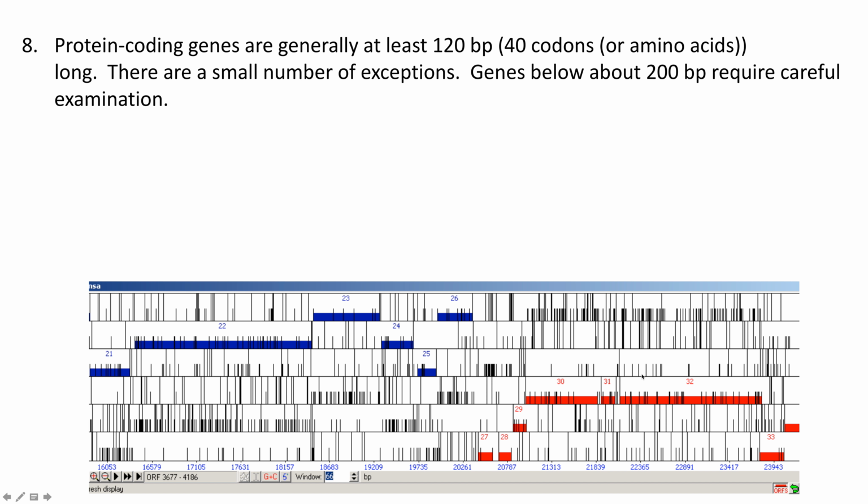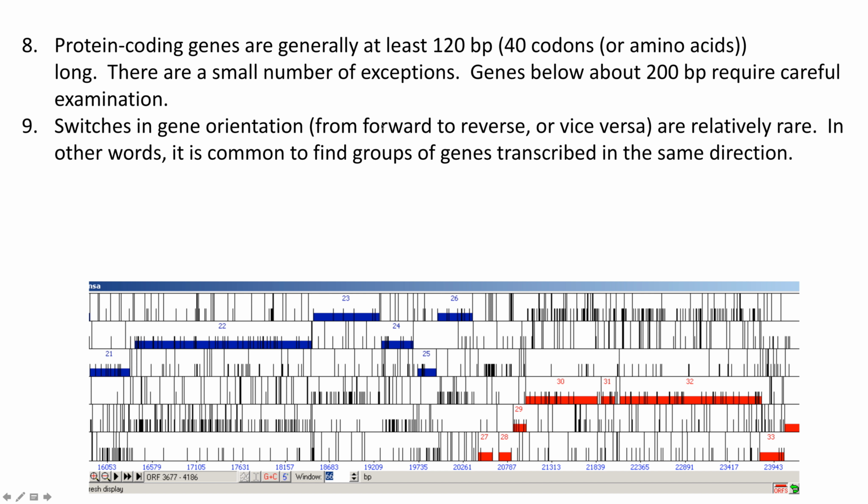Okay, protein coding genes are generally at least 120 base pairs. That means they have 40 codons, or are 40 amino acids long. There are examples of proteins that are as small as 26 amino acids that are functional. But in general, we're going to be suspicious of any open reading frame that's less than 120 base pairs and look really hard for evidence that would convince us that it is actually a gene.